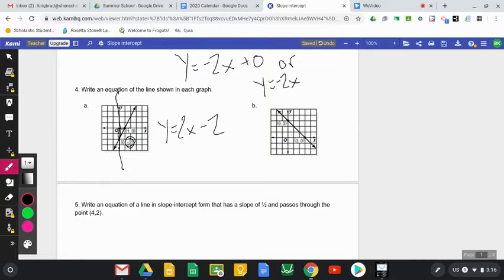So next one I'm going to do the same thing. Right under y equals, down 3, right 3. So if I go down 3, right 3, that simplifies to -1. So I got -x. Boom, find where x is 0, plus 3.